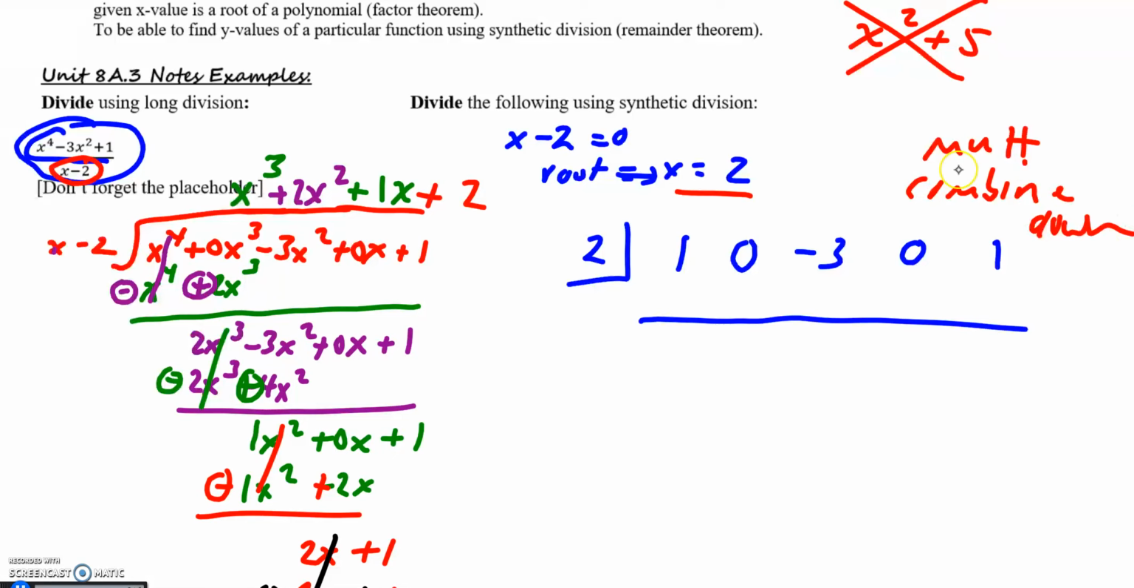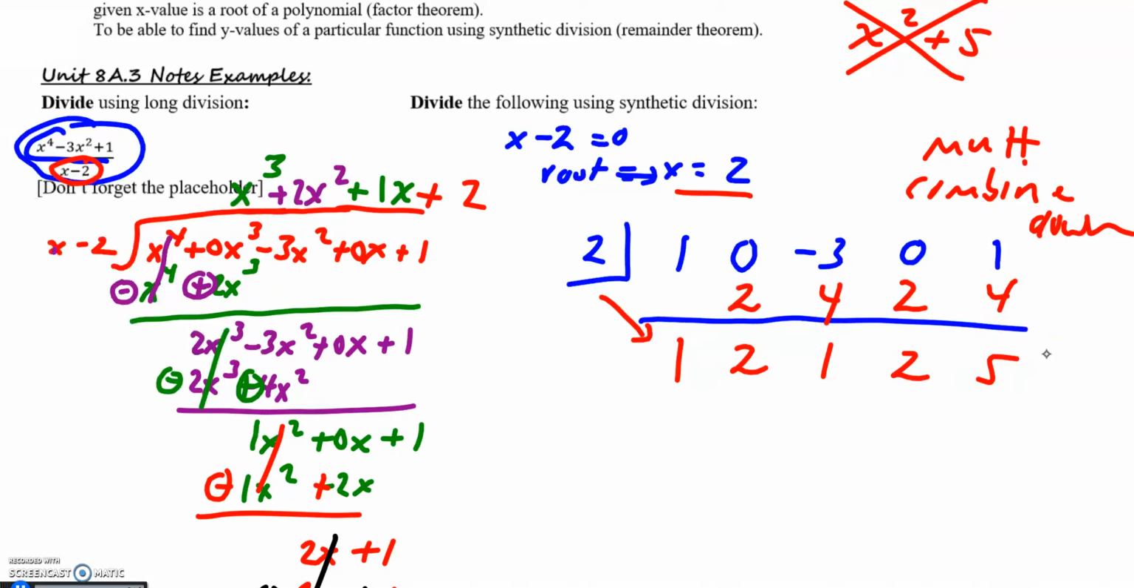So if we're thinking about the multiplication and combining down, what the process would be is this. We bring down the 1, and then we multiply diagonally. So 2 times 1 would get me the 2, which I put here. And then we combine again, combine down. Multiply 2 times 2 to get me 4. Combine down, get a 1. 2 times 1 is 2. Combine. 2 times 2 is 4, and then I end up with a 5.